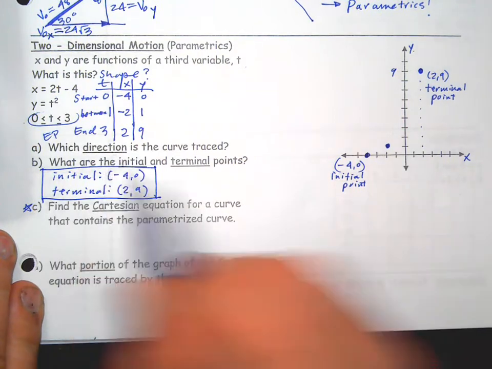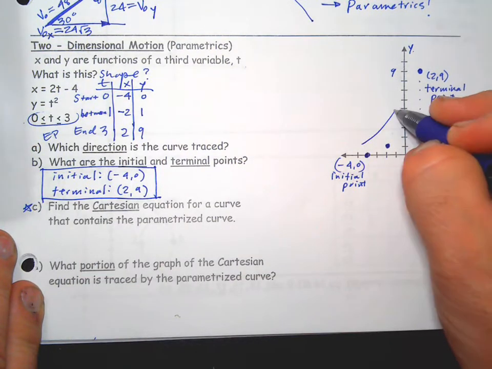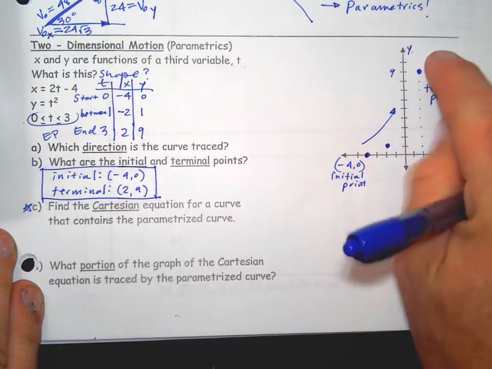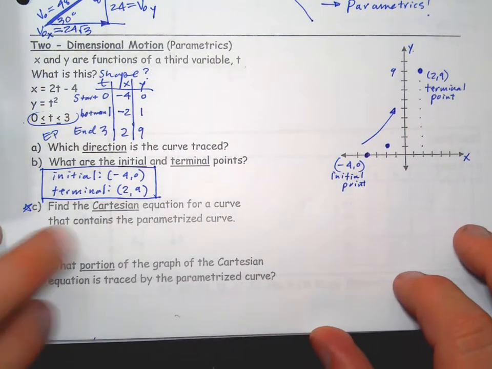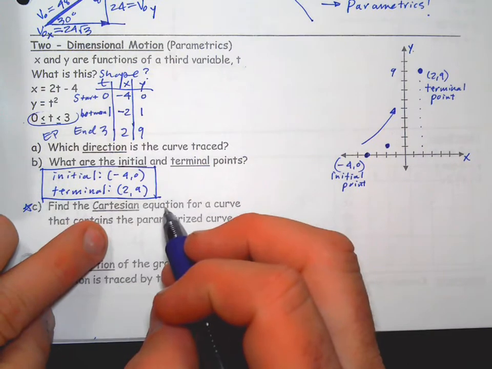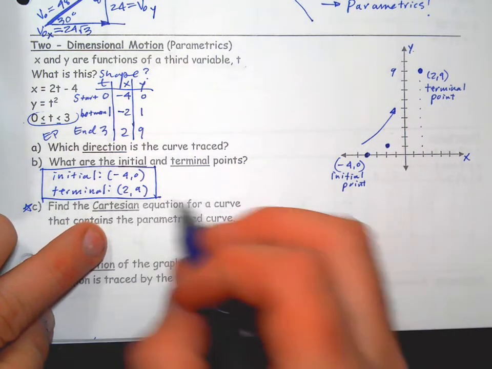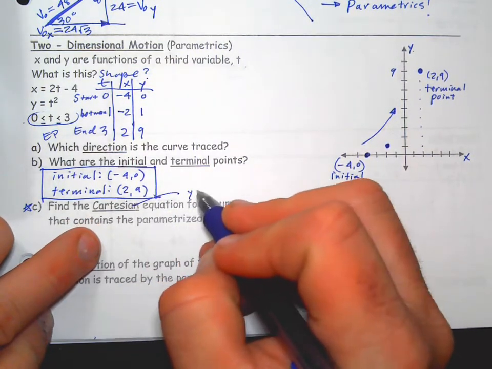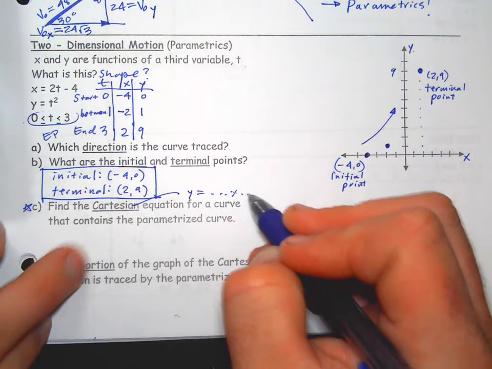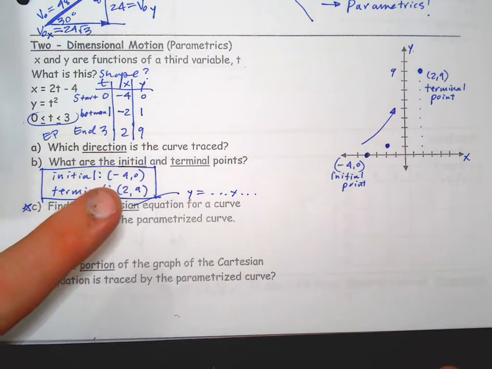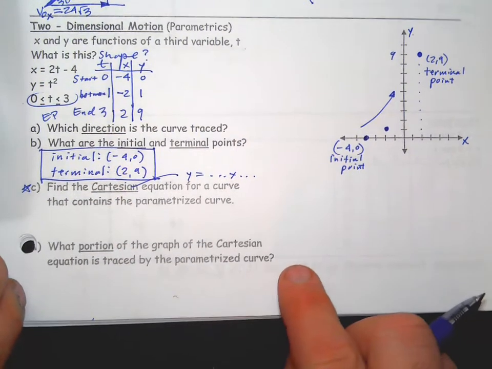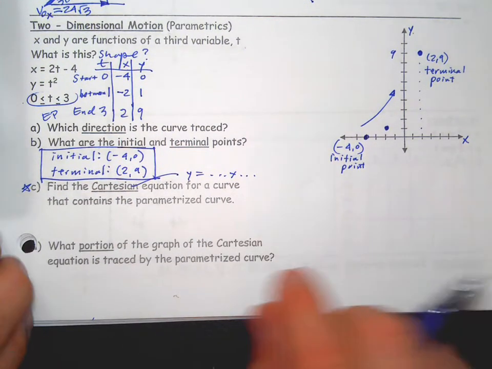The direction is going this way. It starts here, ends here. So the direction, you can use the start and end points. Now, find the Cartesian equation. Cartesian means y as a function of x, instead of x and y. So one equation for this curve, kind of like what we usually do. And we're going to get some shapes that we've seen before.